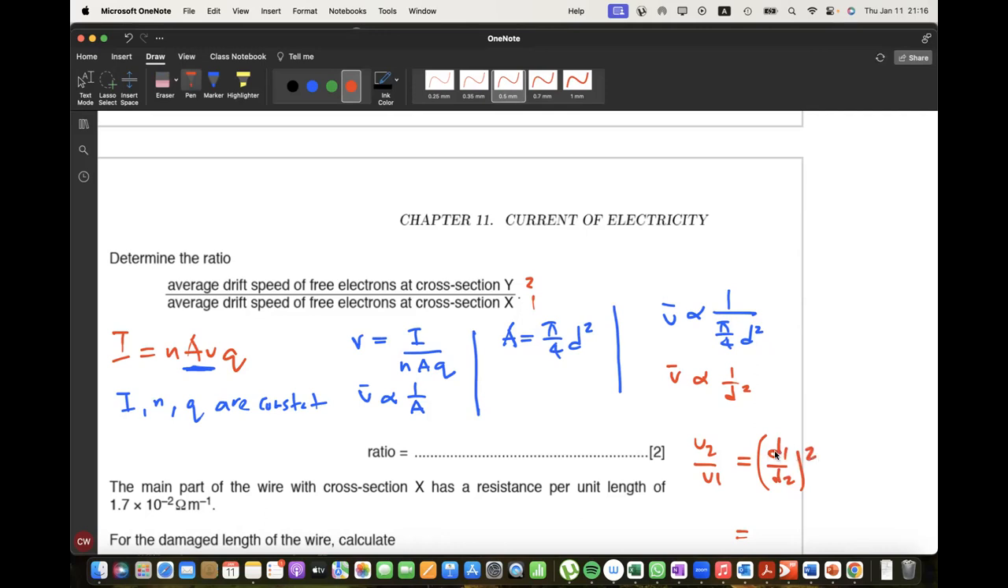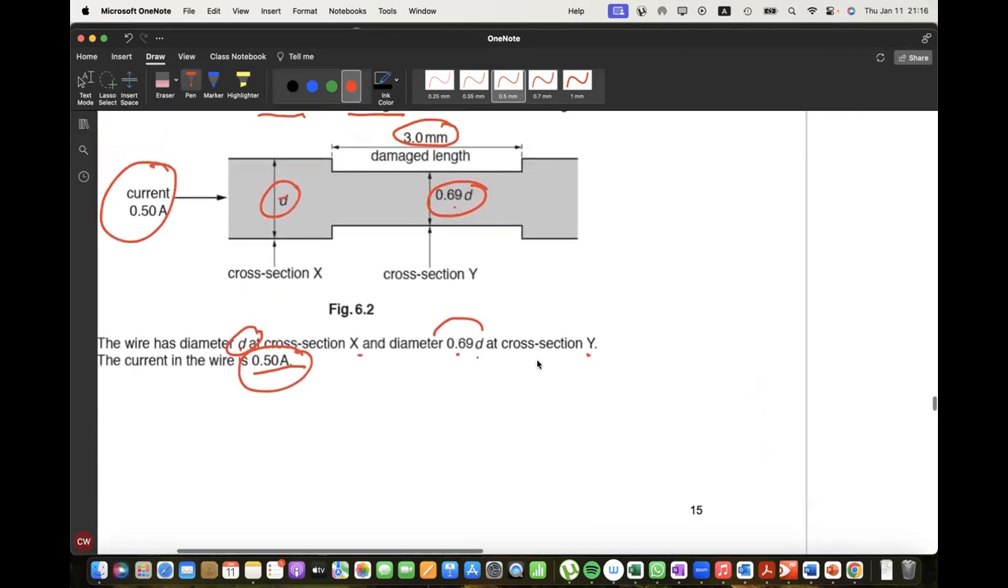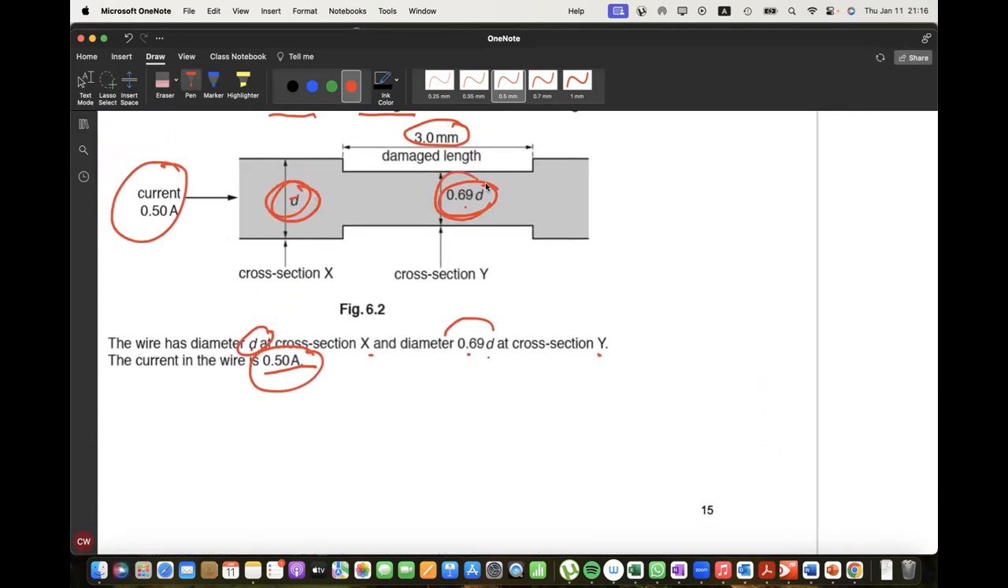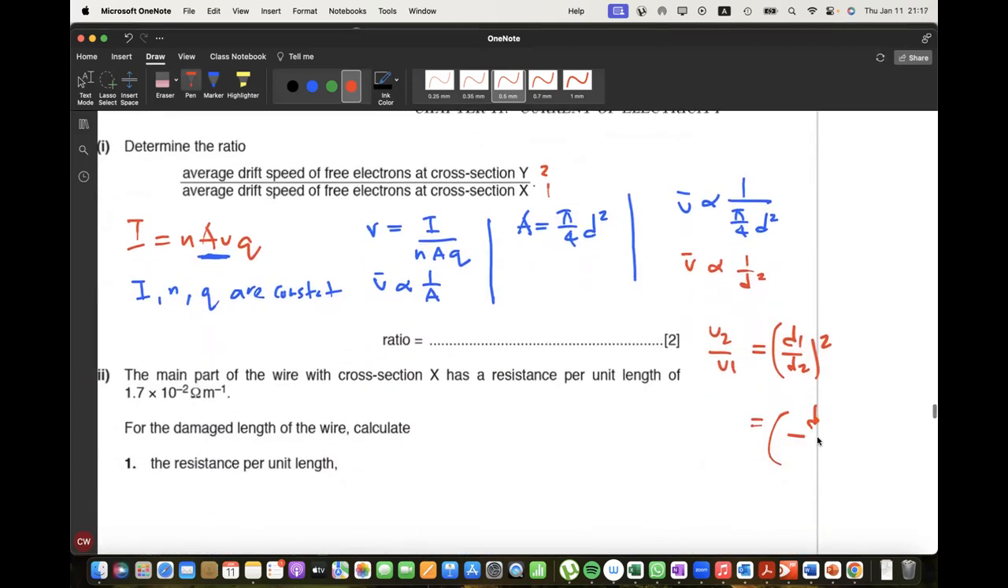1 is the original. What is the diameter for the original? 1 D, right? Second one is 0.69 D, right? D, 0.69 squared. Cancel. How much? 1 over 0.69 squared. Yeah, 2.1.